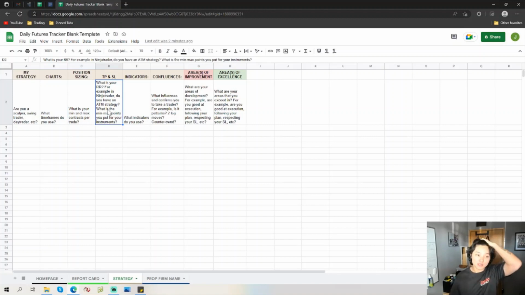For column D, it's going to be your take profit and your stop loss. So what is your risk to reward ratio? And then I wrote a note, for example, in NinjaTrader, do you have an ATM strategy? What is your minimum or maximum amount of points you would put for your instruments? So to break it down for you guys, in my NinjaTrader, and also what I wrote on my sheet, I have an ATM strategy called the ES1 contract. It's one contract. I have a risk rate of 1 to 2, so I have a stop loss at 1 point and then a reward at 2 points. And again, that's for my ES. So just being as detailed as possible.